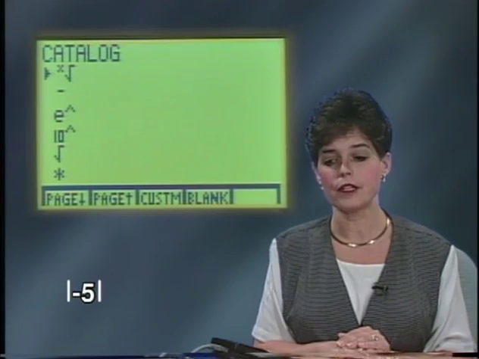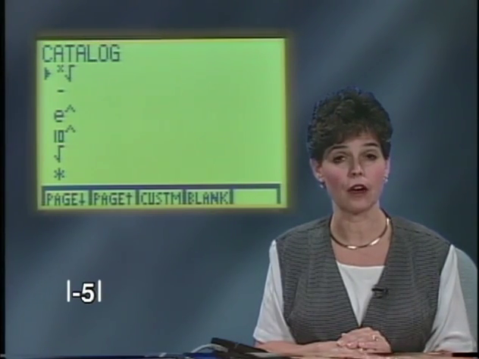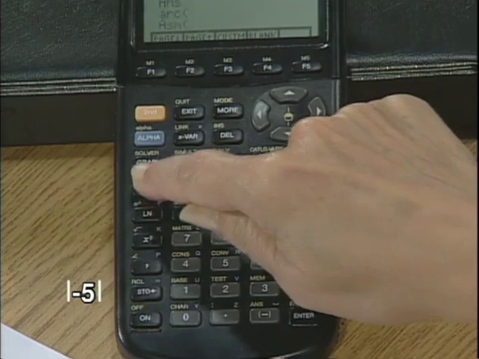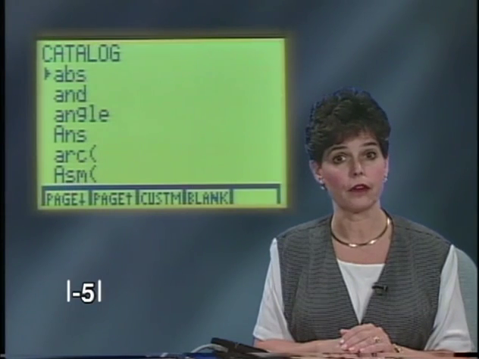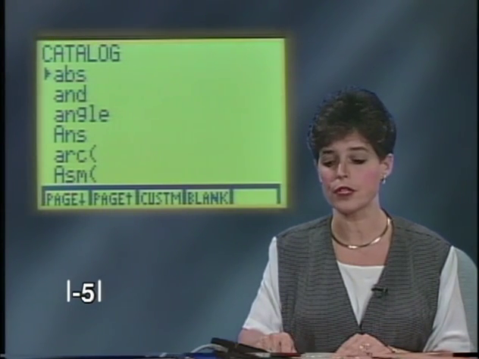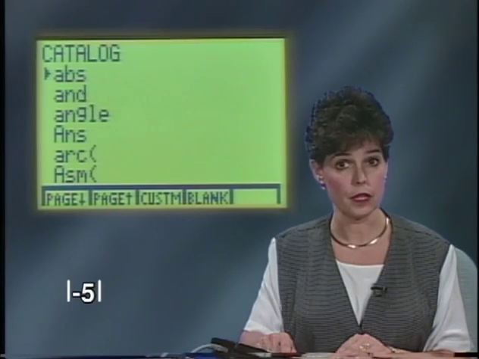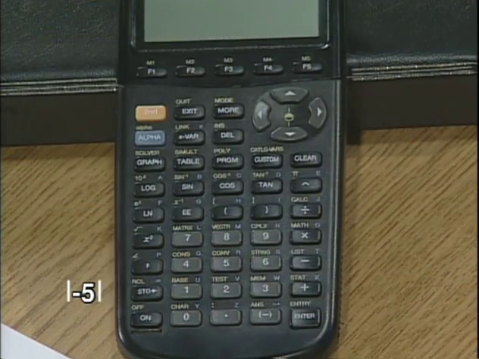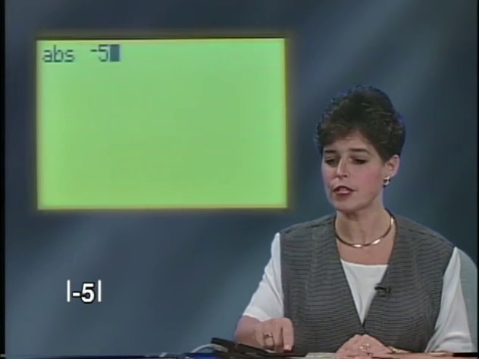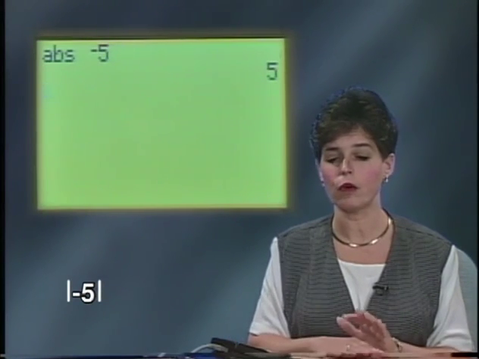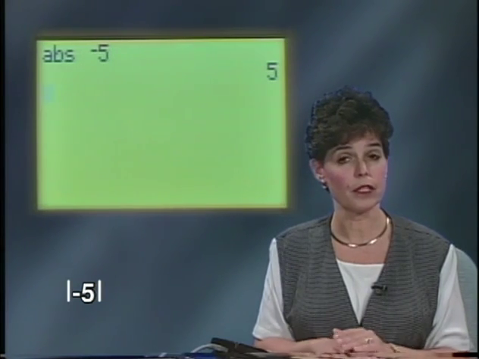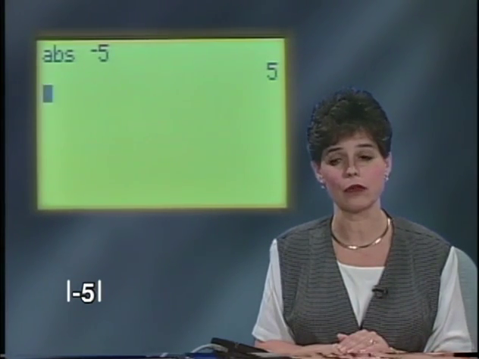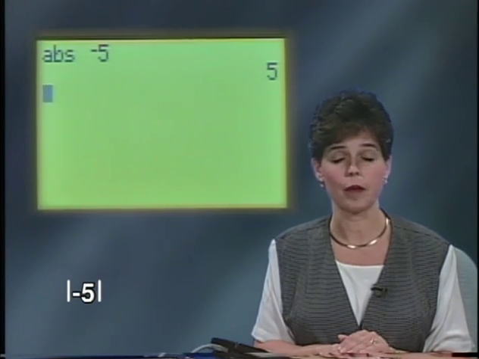and in order to get to the A portion of my alphabet in the catalog, I'm going to press the letter A, and I see that ABS is the first entry in the alphabet under catalog. So all I will do now is press enter, and my ABS will be pasted into my home screen. I wanted to do the absolute value of -5, press -5 at this time, and press enter. We know that the absolute value of -5 is indeed 5. Now you're not going to see the straight up and down lines that you usually use to indicate absolute value, but it is going to simply say ABS.